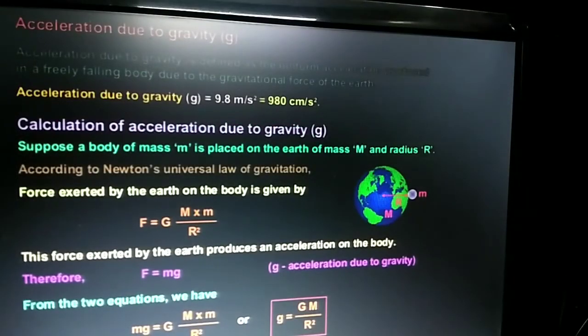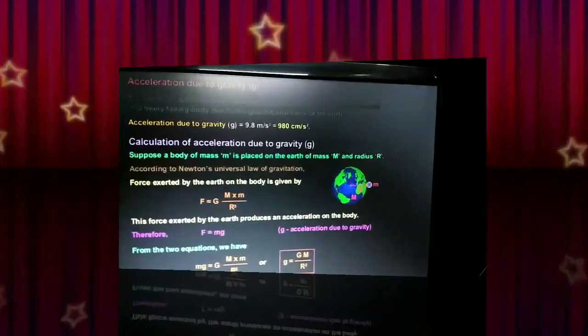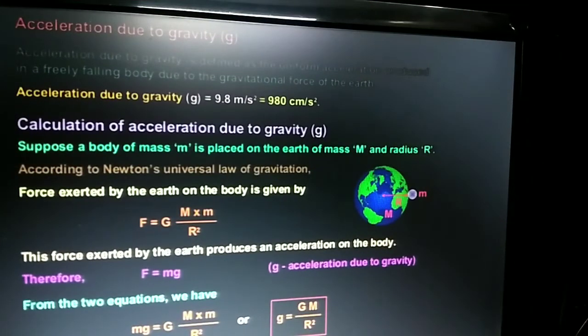During free fall, only gravity acts on the object. Acceleration due to gravity is defined as the uniform acceleration produced in a freely falling body due to the gravitational force of the earth, and it is designated by small g. Acceleration due to gravity is constant, which is equivalent to 9.8 meters per second square or 980 centimeters per second square.